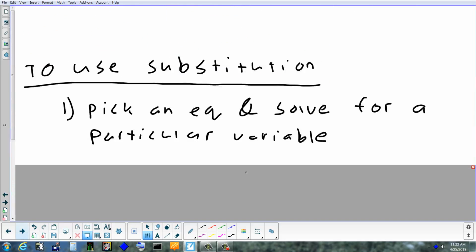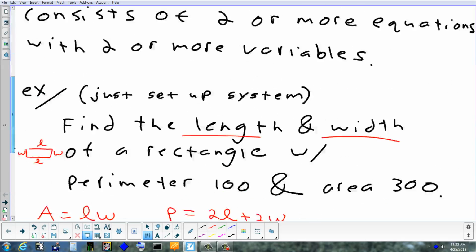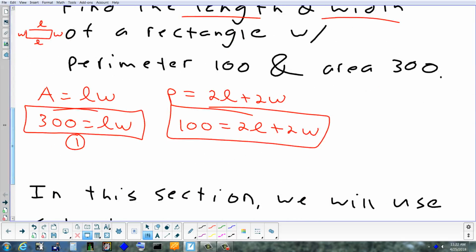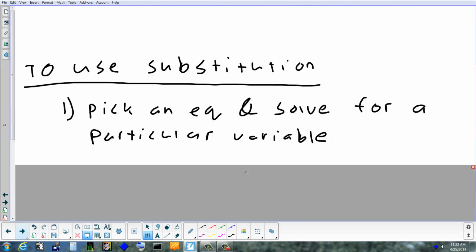So to use substitution, pick an equation and solve it for a variable. In our problem, you have 4 choices at this step. You could pick equation, let's call these 1 and 2. You could solve equation 1 for L. You could solve equation 1 for W. You could solve equation 2 for L or equation 2 for W. I have a preference of which equation I would pick, but we'll go through that in a second.